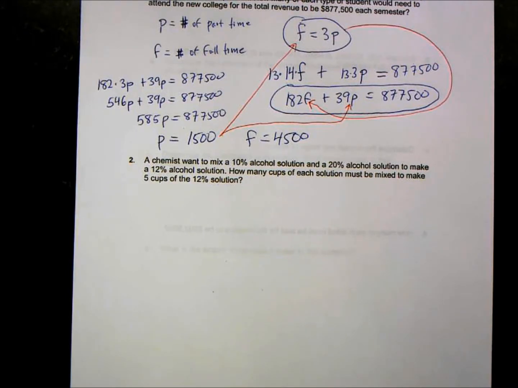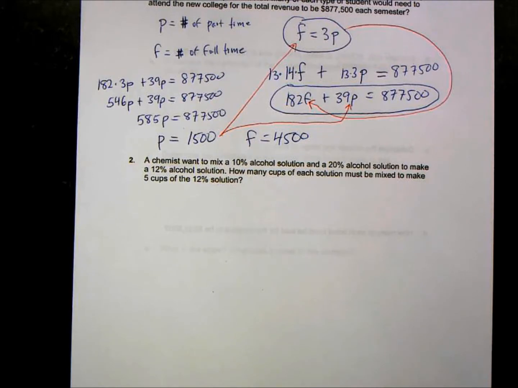All right, so what are we trying to find? How many cups of each solution, and how many solutions are there? 2. So how many variables do we need? 2. So what do we want to call them? You can't use 2 for a variable. What letters do we want to use for our variables this time?